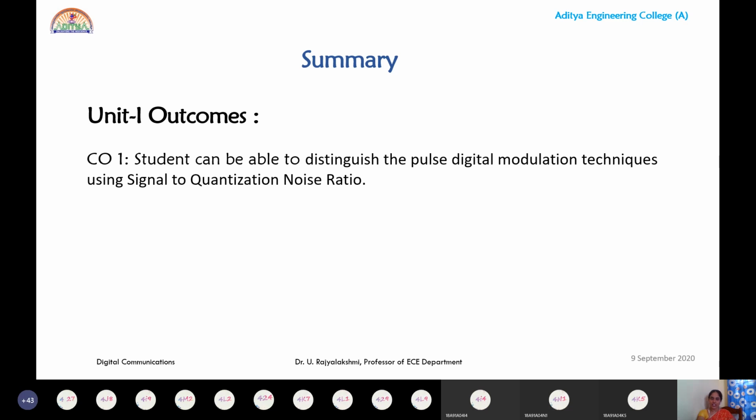In the next class we can continue with Chapter 2 or Unit 2, where we will study the digital modulation techniques: amplitude shift keying, frequency shift keying, and phase shift keying. Here the input is digital in nature, unlike pulse digital modulation techniques where the input is analog and you convert analog into digital. In digital modulation, we take the input directly as a digital signal. Those are of three types, as already discussed: amplitude shift keying, frequency shift keying, and phase shift keying. We can go through Chapter 2 from the next class onwards. With this we conclude Chapter 1.